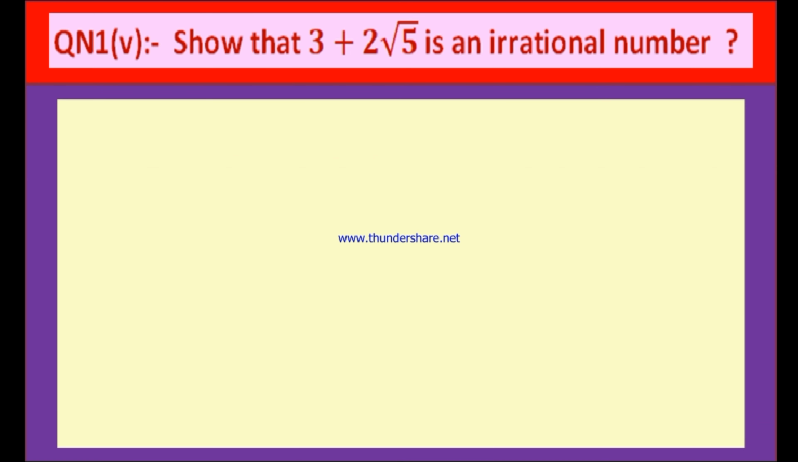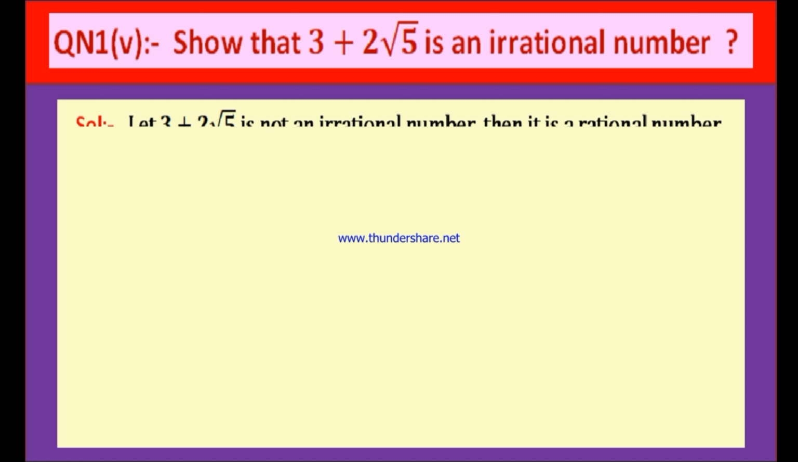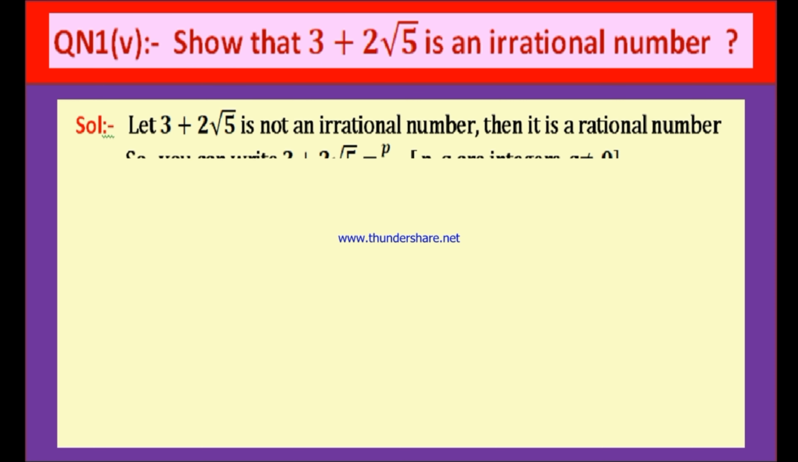Here is the fifth bit now. Show that 3 plus 2 root 5 is an irrational number. I shall repeat. Show that 3 plus 2 root 5 is an irrational number. Here is the solution. Let 3 plus 2 root 5 be not an irrational number. Since it is not an irrational number, it should be a rational number.